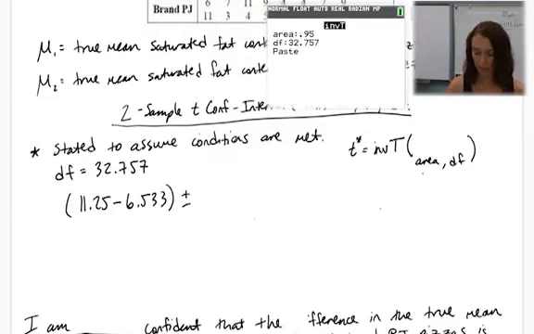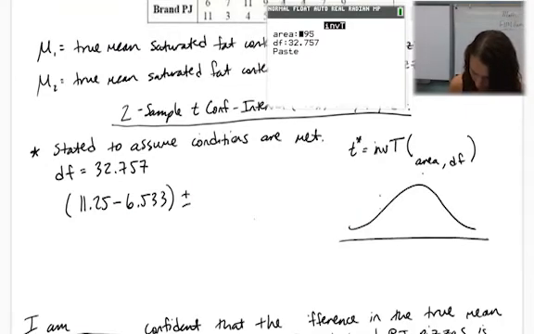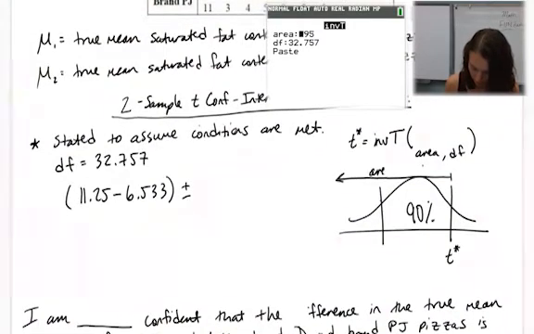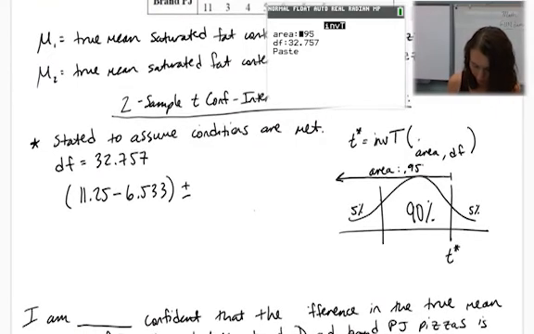Now my area is a little tricky. It's not 0.90 because in a 90% confidence interval, let me draw this a little better. In a 90% confidence interval, I have 90% in the middle. And so if I want my T critical value, I want to know the area all the way down here. So area is that value all the way down. Now, if I have 90 and then I have 5% here and 5% there, then my area is going to be 0.95. So it's a little tricky, but the more you practice, the easier it gets.